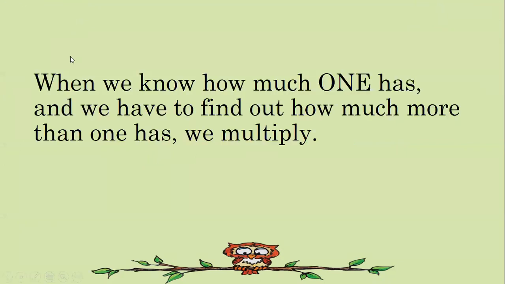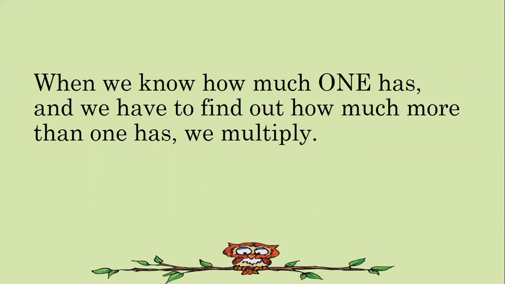All right, so before we begin the sums, we need to understand this, right? When we know how much one thing has, and we have to find out how much more than one of the same thing has, we have to multiply. So for example, if we know that one dog has 4 legs, and we want to find out how many legs 3 dogs will have, we have to multiply the 4, which is how much one has, times the 3, which is how much we want to find out. So we would say 4 times 3.